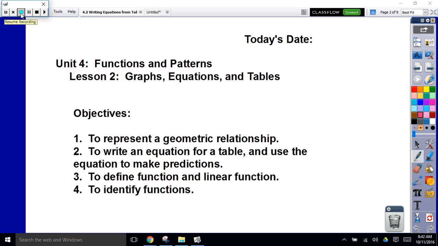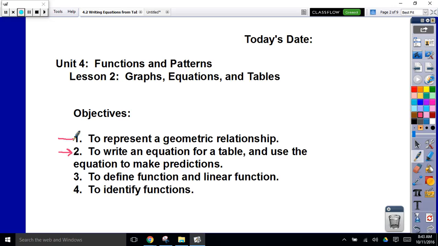Okay, today's lesson, we just did an activity where you had to match graphs, tables, and equations, and for a lot of you, the hardest part was finding which equation went with which table or which graph. So today we're going to be talking more about graphs, equations, and tables, but specifically number 2 says we're going to write an equation for a table, and then we'll use the equation to make predictions. So once you learn how to write an equation for a table, it also makes it easier to match equations to tables. We also have some other miscellaneous things in here.